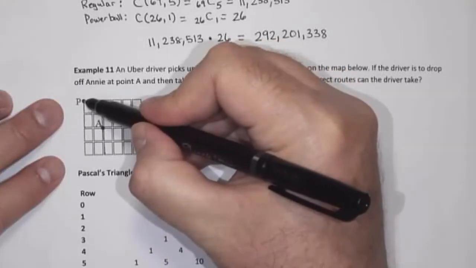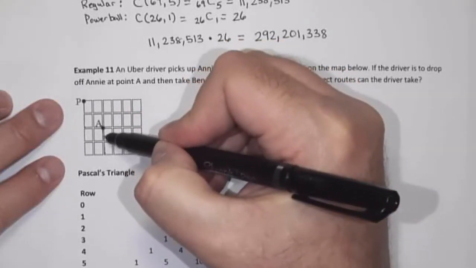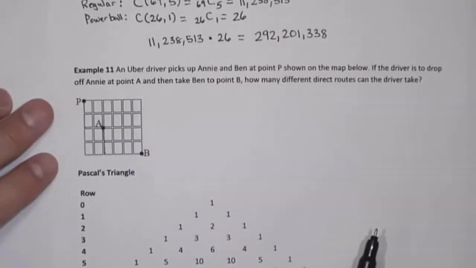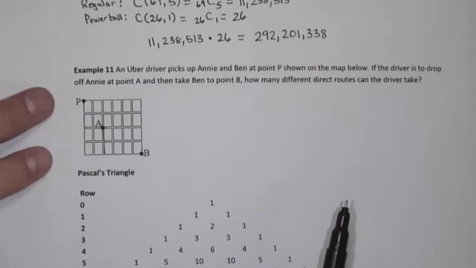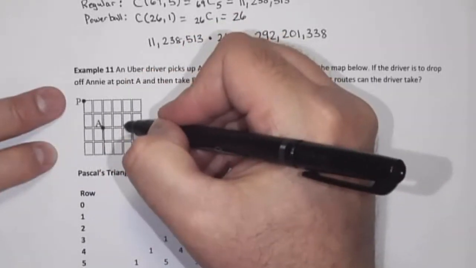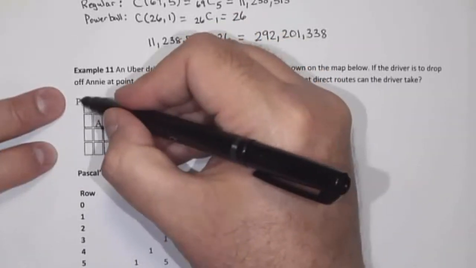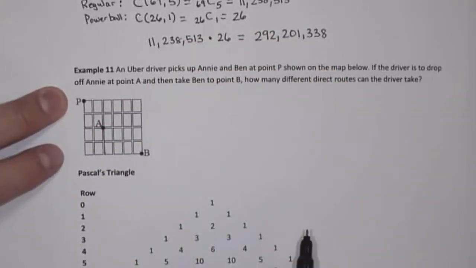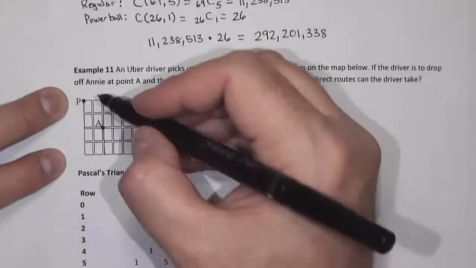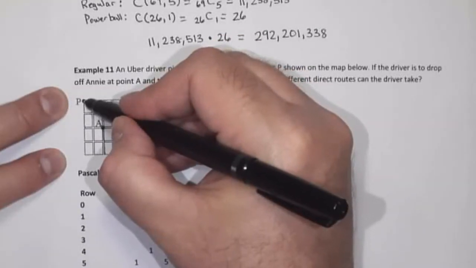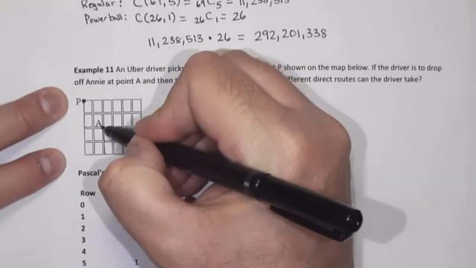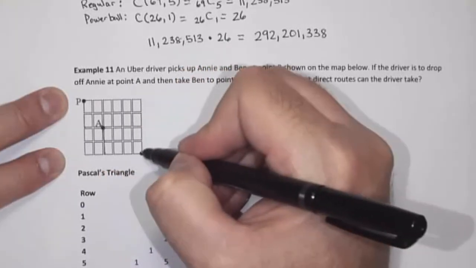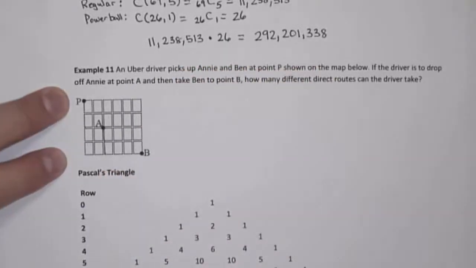Or the driver could go down here, over, down, over, down, over, down, and then over, and so on. So there's a lot of different possibilities. But the driver's not going to go over here and then go back to Annie. He's going to go direct. So how are we going to figure this out? Well, first of all, we need to figure out how many different ways can the driver get to Annie's house. And then once we get to Annie's house, how many ways can the driver get from Annie's house to Ben's house?